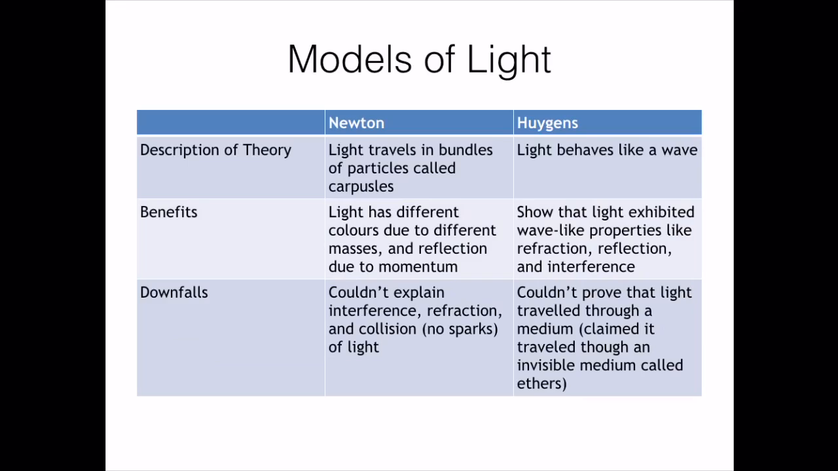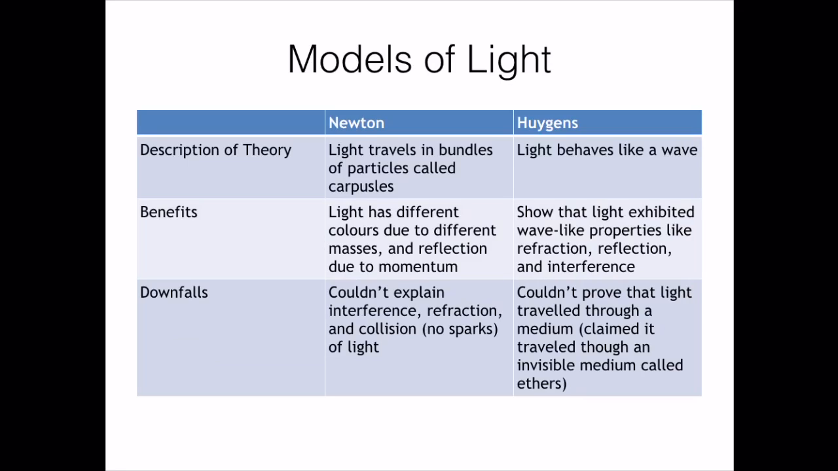Now, the benefit of his theory was that he could explain how light has different colors, and this was due to different masses. And he could also explain that reflection was due to momentum. But the downfall of his theory was the fact that he couldn't explain interference, refraction, and especially collision, because no spark or explosion occurred when two light sources interacted.